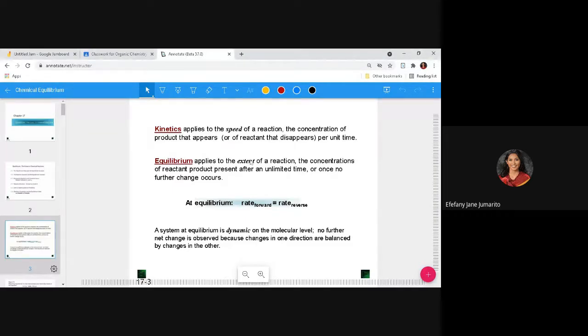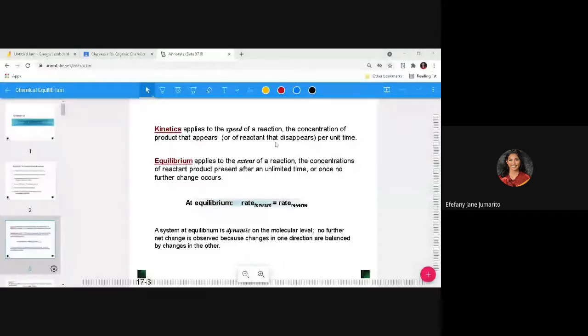Okay, so we have this one. Kinetics applies to the speed of reaction. The concentration of product that appears or of the reactant that disappears per unit time. Okay, per time because that's a rate.